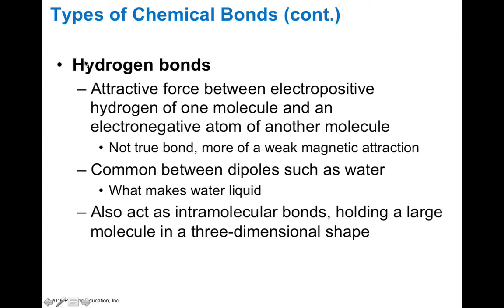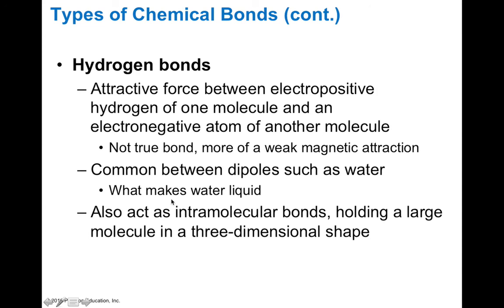Now, hydrogen bonds are another interesting type of bond. It's an attractive force between electropositive and electronegative atoms on another molecule. The reason it's called a hydrogen bond is that you need hydrogen to form this type of bond. Now, it's not a true bond. It's more of a weak magnetic type of attraction. And this occurs between polar molecules. So a common type of hydrogen bond is between the dipoles of water. It also makes water a liquid.